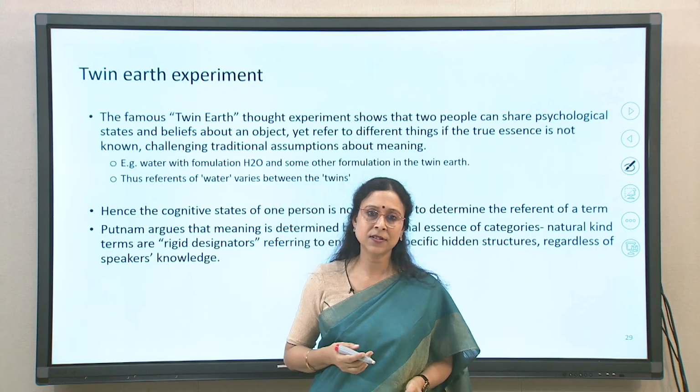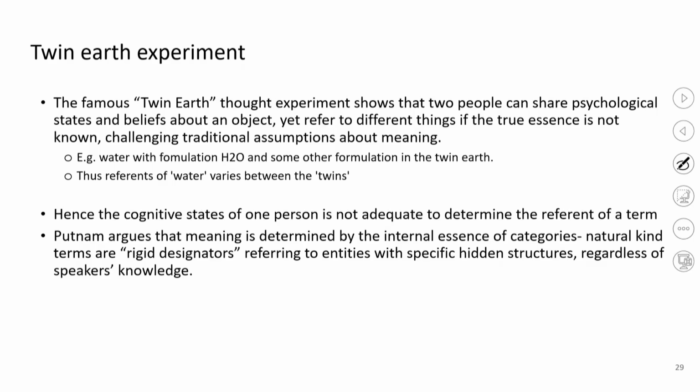And he gives this famous twin earth experiment where he proposes that there is a parallel earth somewhere, everything is similar, this is a twin. So, the name of the place is also earth, there are people in that planet who also have the same names. So, somebody who is called Ravi in this earth is also called Ravi there, but we have something called water in our earth, they do not have this water, but they have something else which they call water. Now, if both of them use the word water, do they mean the same thing?